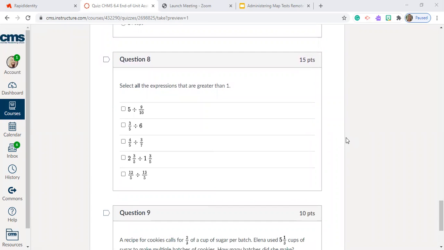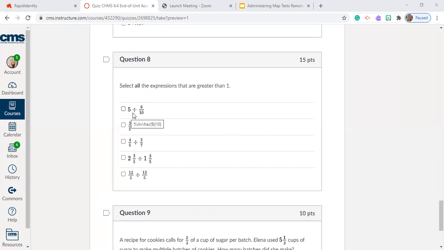Question number 8. Select all the expressions that are greater than 1. So if it is greater or bigger than 1, we're going to check the box. So my advice would be to write each one of these problems down in your notebook, solve them, and if the answer is bigger than 1, you're going to give it a check.